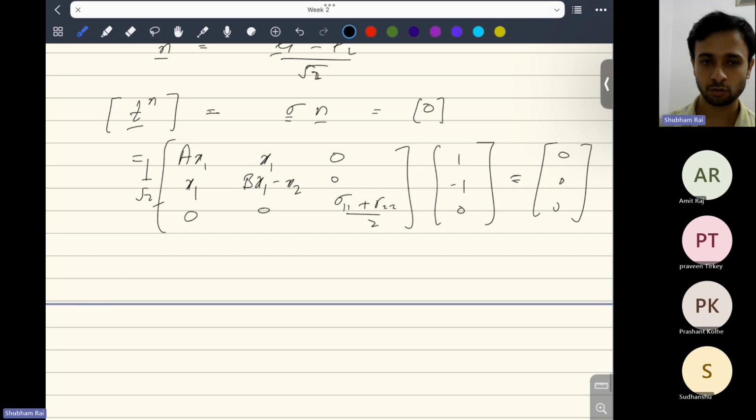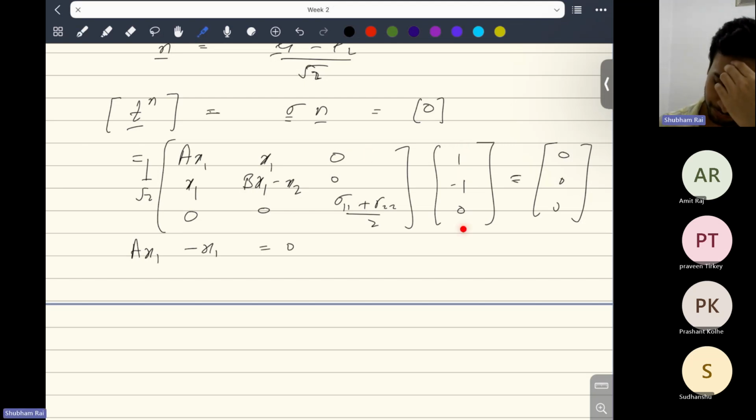this 1 by root 2 will go to the right hand side, it will become 0. So this AX1 minus X1 will be equal to 0, first equation, because you are just multiplying this row with this column, and that will be our first equation. Then you multiply second row with this column. So you'll get x1 minus bx1 plus x2 equal to 0, and third is 0 is equal to 0.